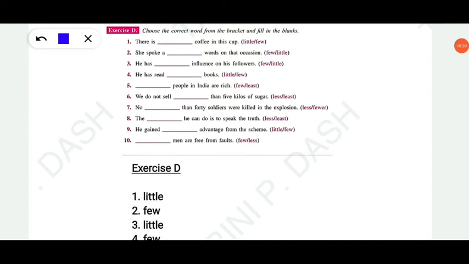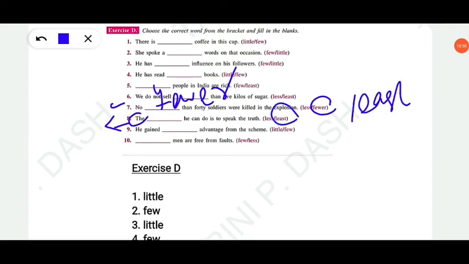So here next here, no dash than 40 soldiers are killed in the explosion. No, fewer than. Okay, fewer. The next, the dash he can do is to speak the truth. The least. Okay, as you find here, the definite article is used, so you have to use least. Superlative. The next here, he gained dash advantage from the scheme. He gained, okay, little.